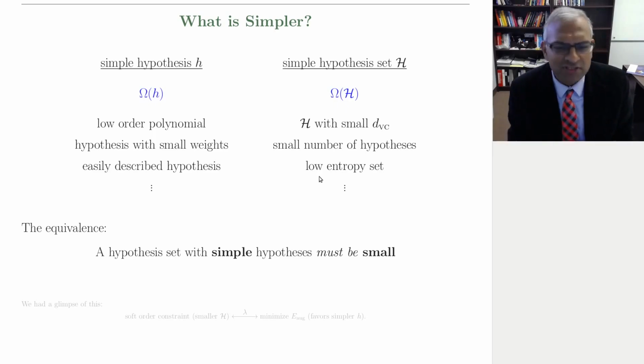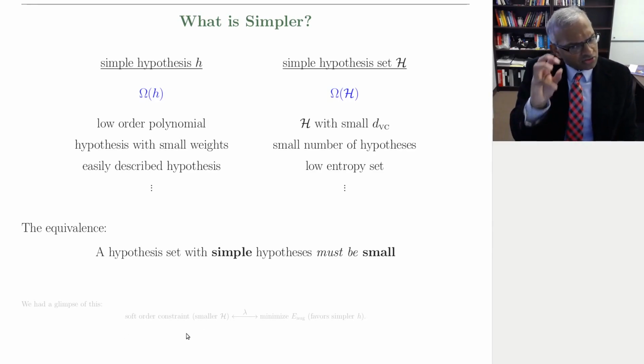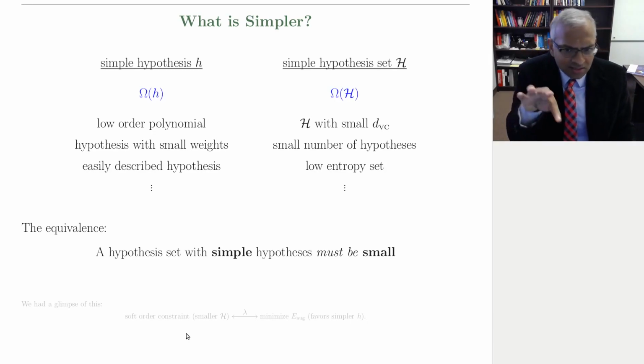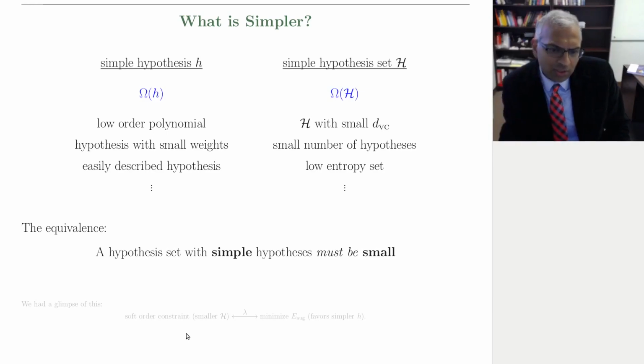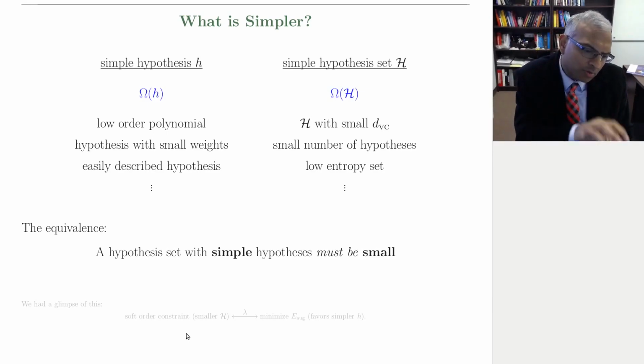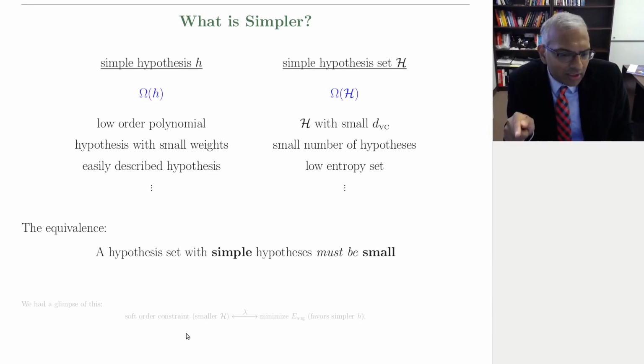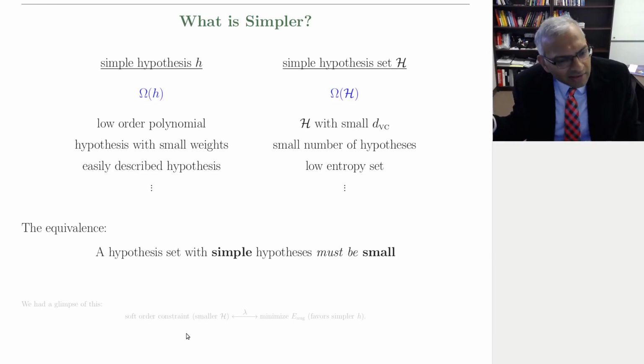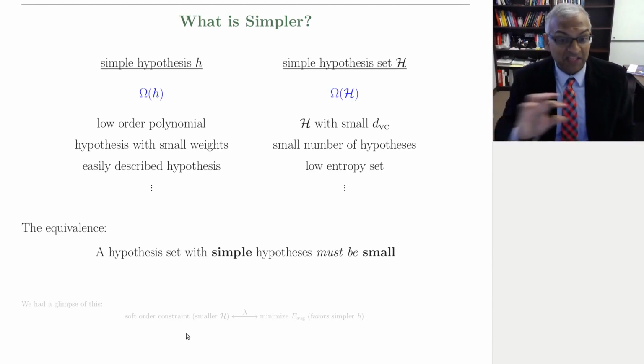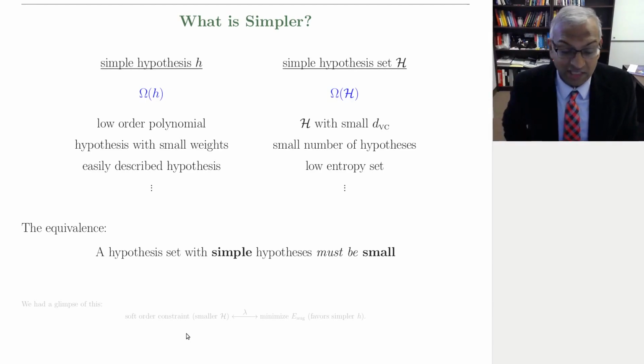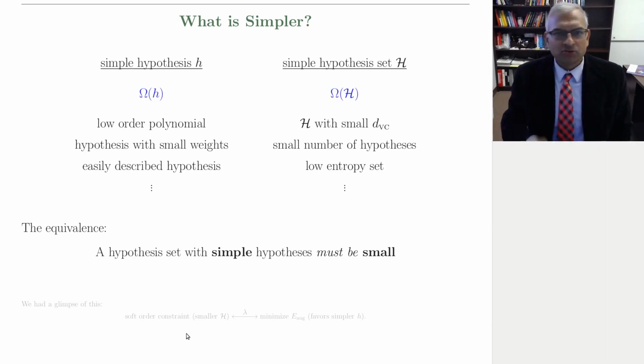And we had a glimpse of this link when we studied regularization, where we started with the soft order constraint, which is this constraint on H, so it constructs a smaller hypothesis set. Then we did the math, and we gradually reduced learning within a smaller hypothesis set to being equivalent to learning with a penalized error, the augmented error, where you penalize the complexity of a hypothesis. So there's an equivalence there, and we saw that equivalence when we studied regularization. So that's what simpler means.